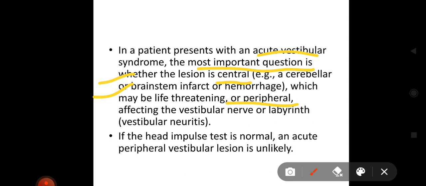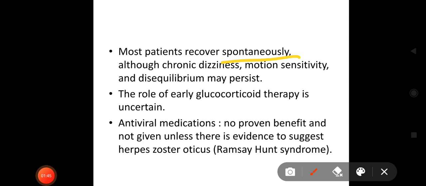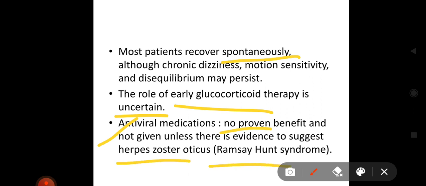Now, if the head impulse test is normal, an acute peripheral vestibular lesion is unlikely. So, if head impulse test, as we have seen in the previous lecture, comes normal, then acute peripheral vestibular lesion is unlikely. Now, most patients recover spontaneously, although chronic dizziness, motion sensitivity, and disequilibrium may persist for a longer time. The role of early glucocorticoid therapy is uncertain. Antiviral medications have no proven benefit, and are not given unless there is evidence to suggest herpes zoster oticus, that is Ramsay-Hunt syndrome.